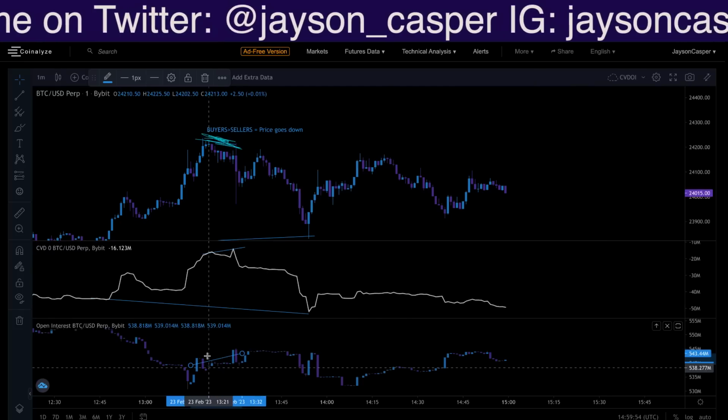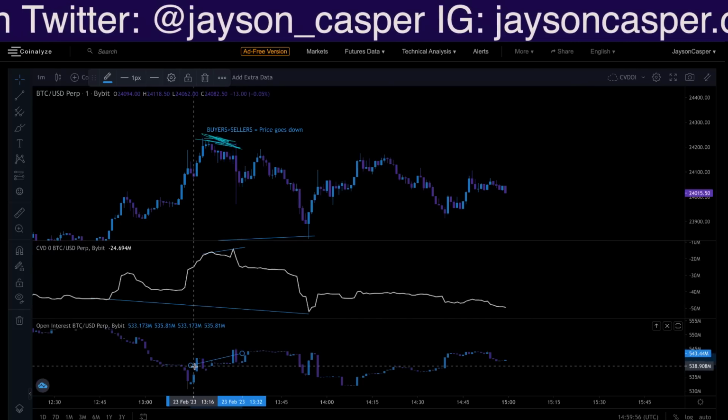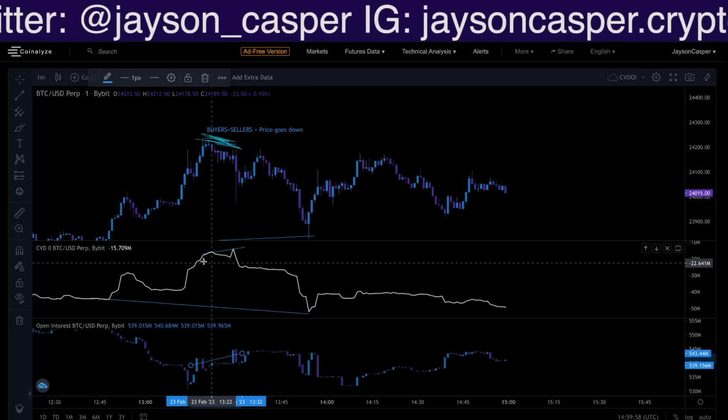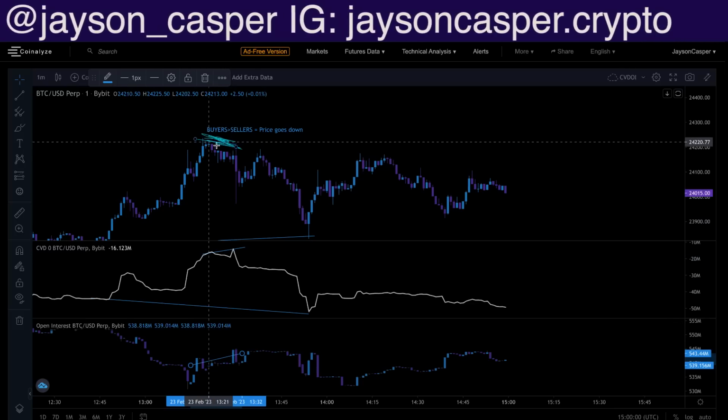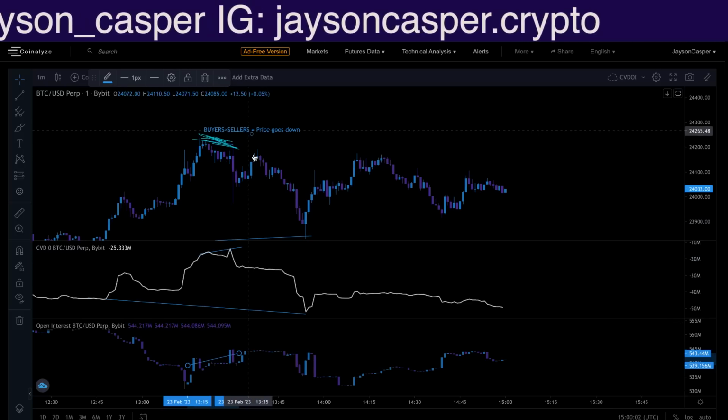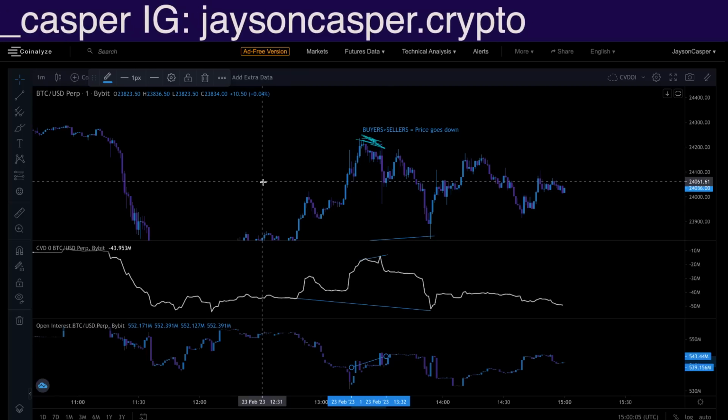So open interest is telling us: are more trades opening or closing right now? We can see more trades are opening. They're opening long, yet price is going down. That means there's a whale looking to short. Now the opposite is true on the bottom.